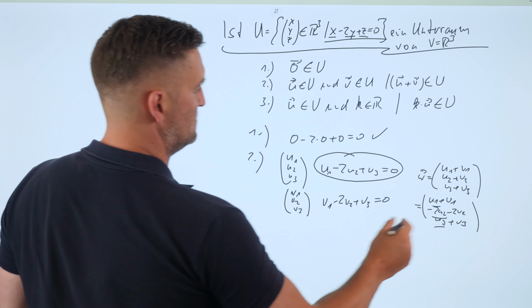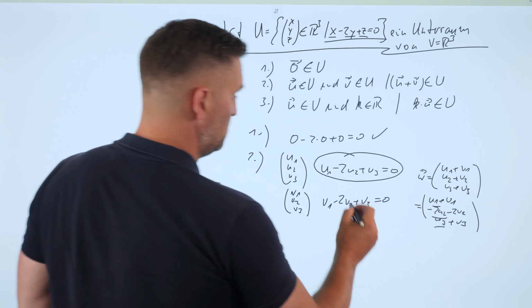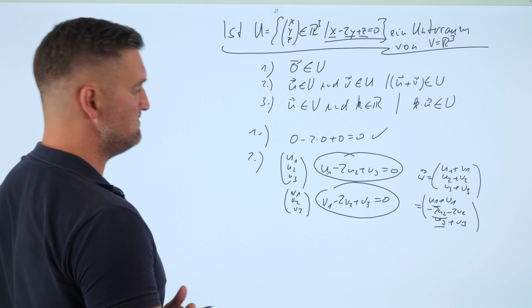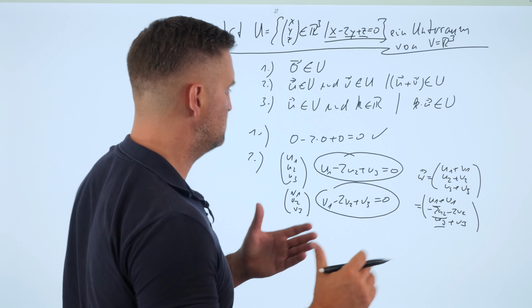Accordingly, that results in 0, and v1 minus 2 v2 plus v3, that's this here. And then we have, again, 0 plus 0 equals 0. The second condition is also fulfilled.